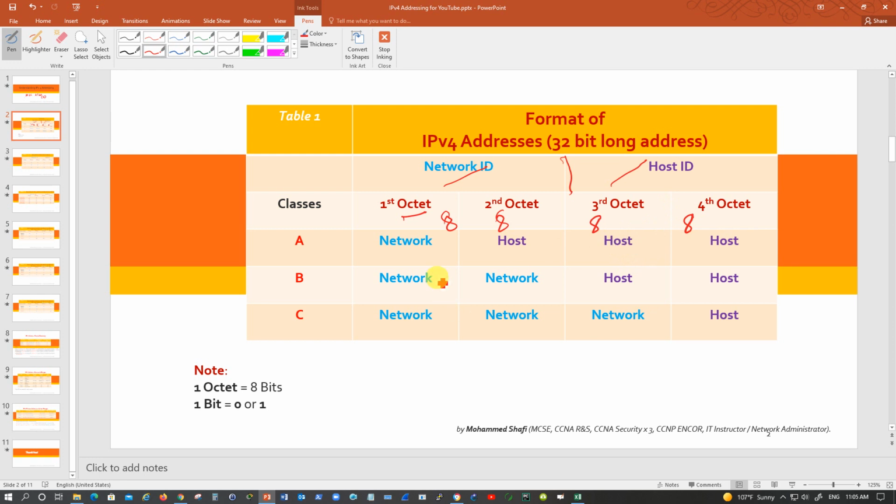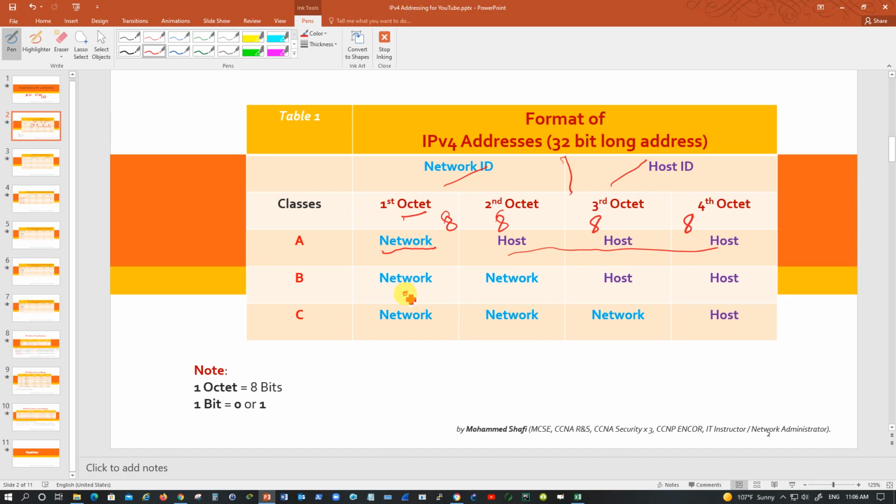Now based on the classes of networks, class A, B, and C, these IP addresses will take different formats. Like in a class A network, only the first octet has been reserved to represent the network ID of any network, and the remaining 3 octets are left for manipulating hosts. How many hosts you can have, we'll come to that later on in the slide.